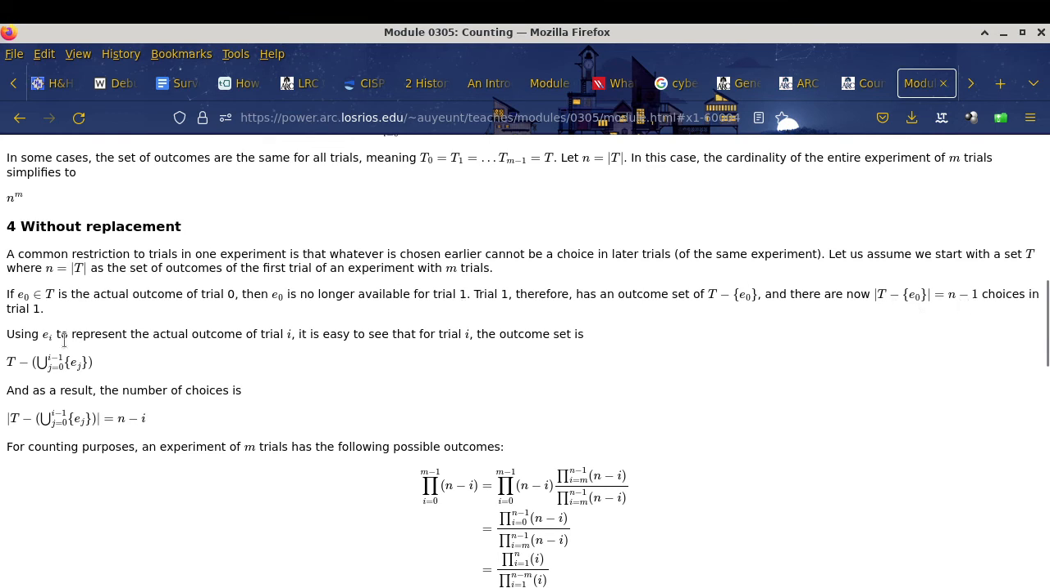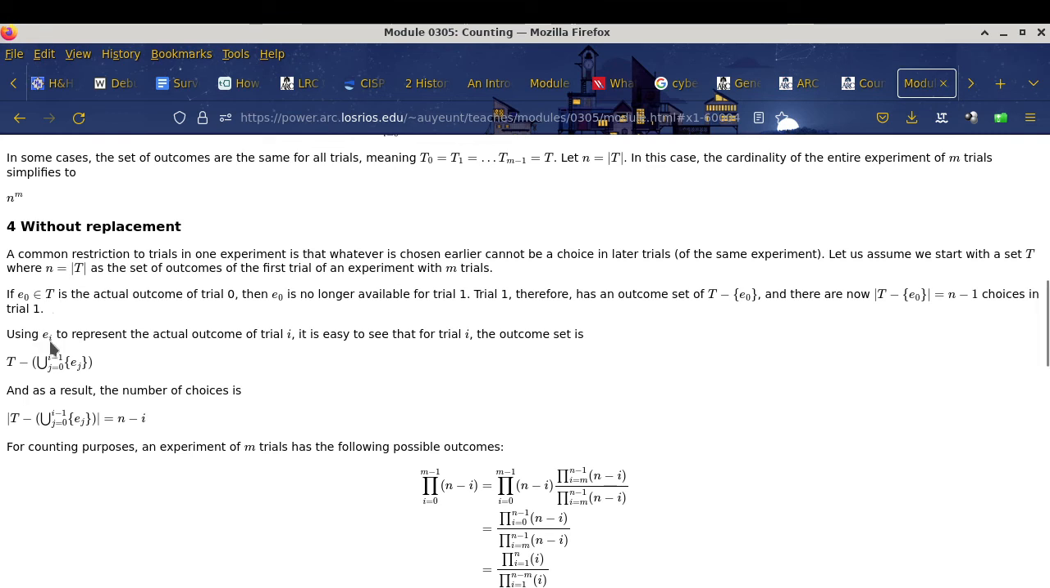Let me just pause here and make sure that we all understand this particular paragraph, or the meaning of that paragraph. Is that okay? It simply means that every time you perform a trial, you take a choice away from the further trials within the experiment. Are we good? All right.